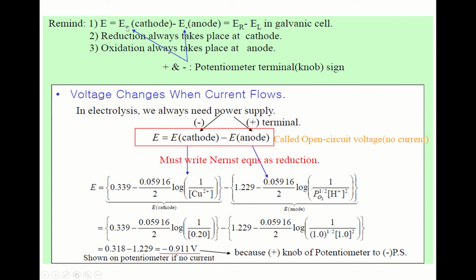And remember here, the cell potential is E plus. Before, we used this symbol, but now in our example, this is the cathode, and E minus. In a galvanic cell, E equals Er minus El. R is the cathode, and El represents the anode. Reduction always takes place at the cathode. This is the definition of the cathode. Oxidation always takes place at the anode. This is also the definition of the anode.